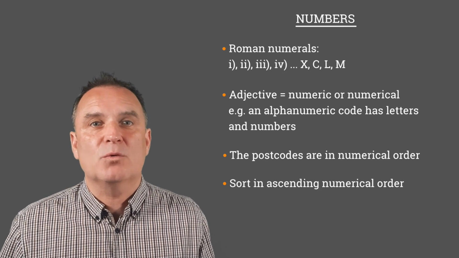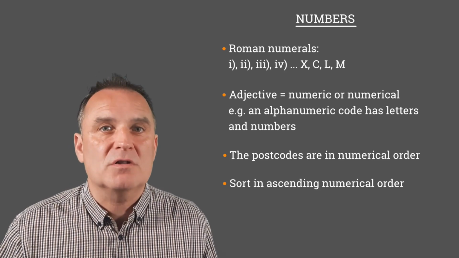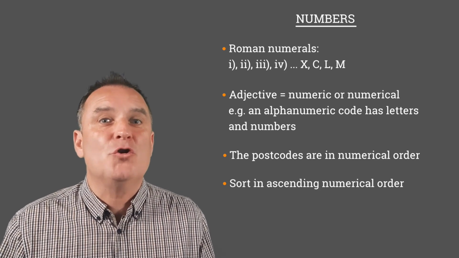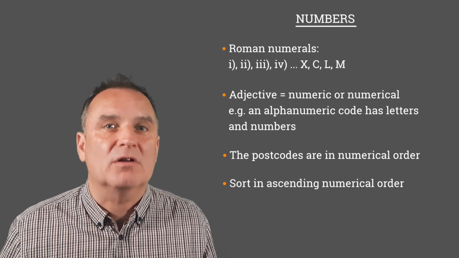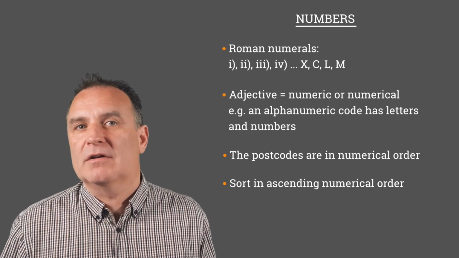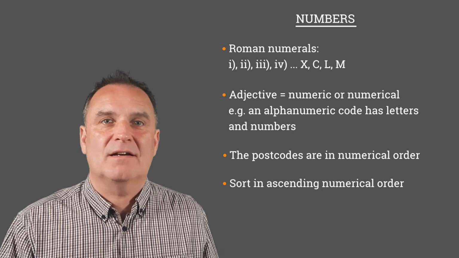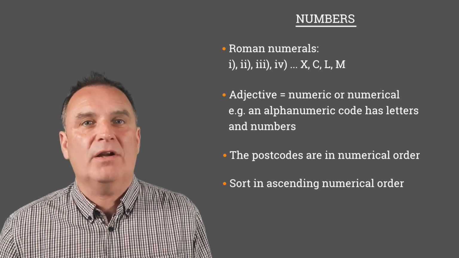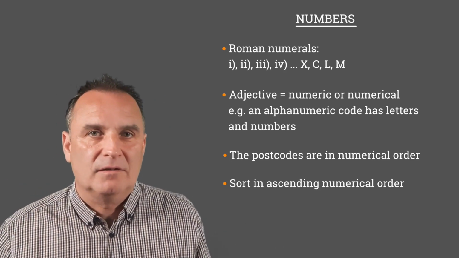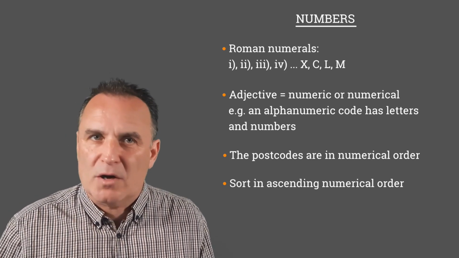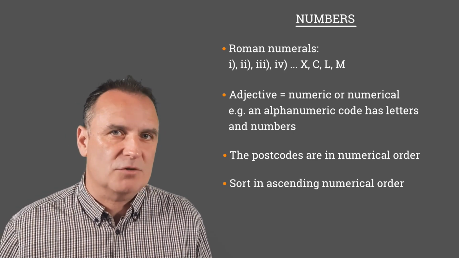Also from the Latin word numerals, for example, numero, we get these adjectives, numeric or numerical, right? So for example, an alphanumeric code has alpha letters and numeric numbers together in the code. So we often see this for passwords or serial numbers, for example.